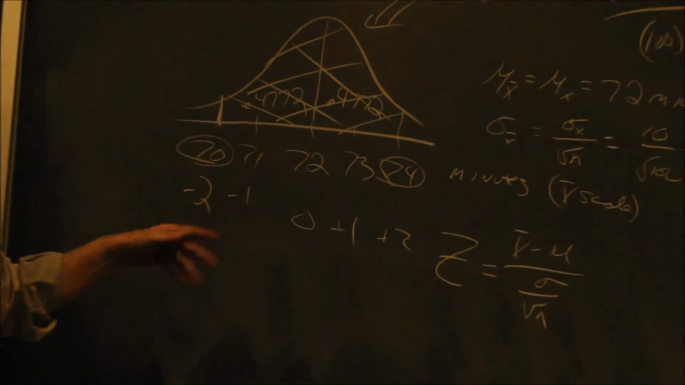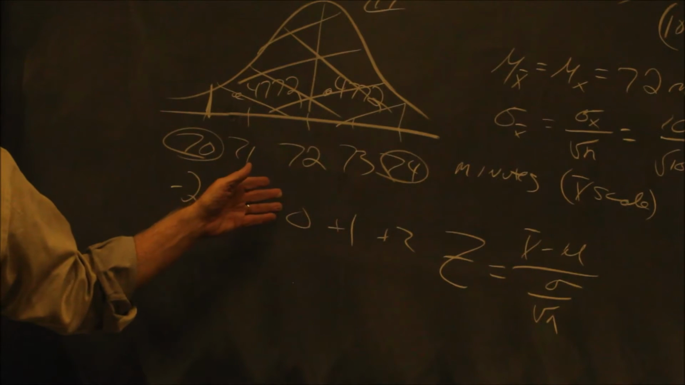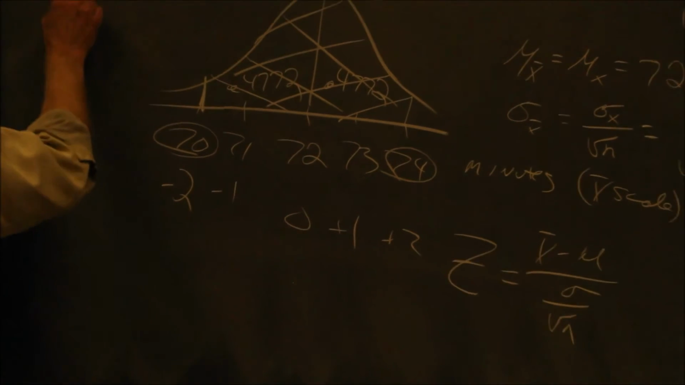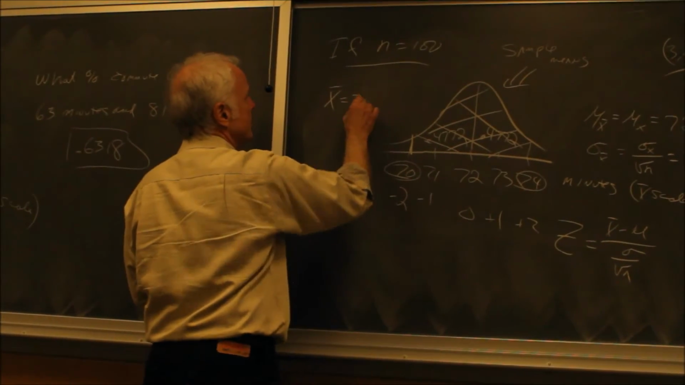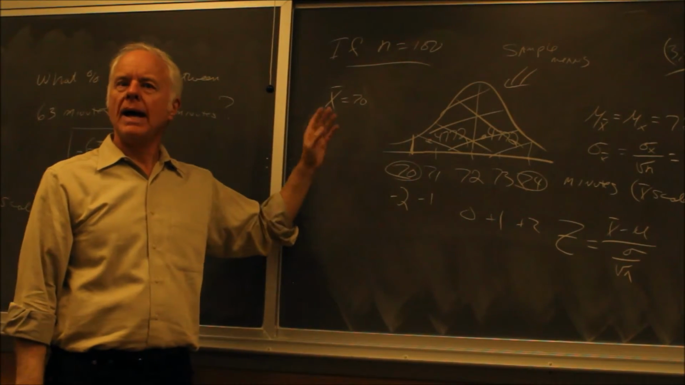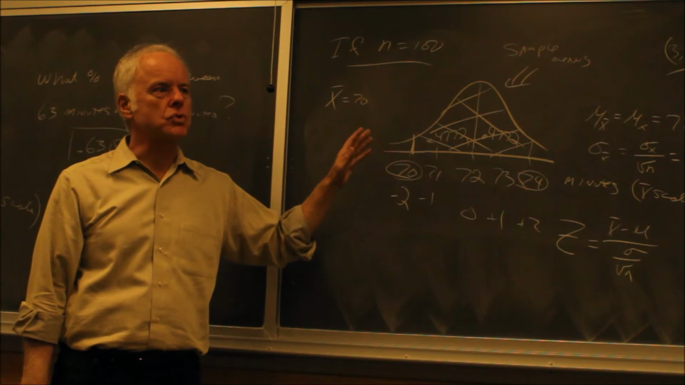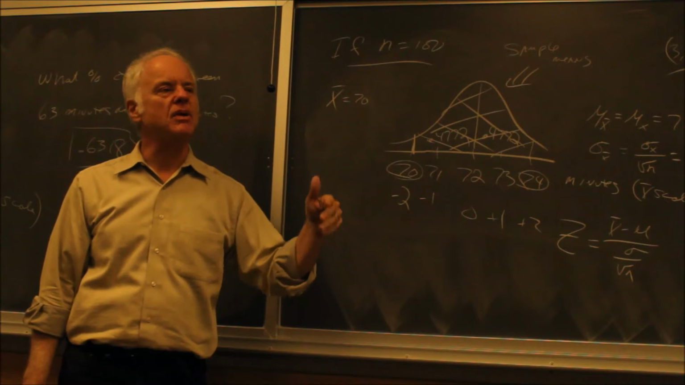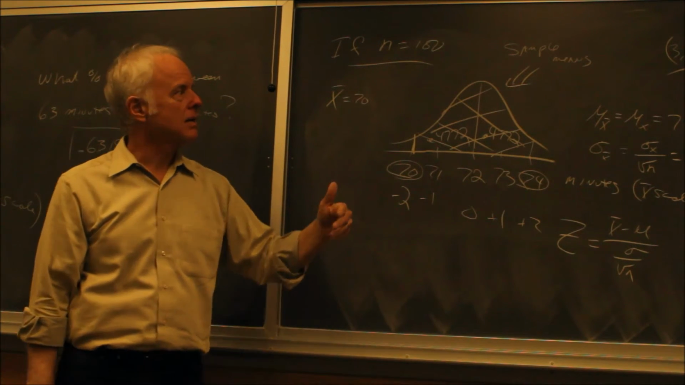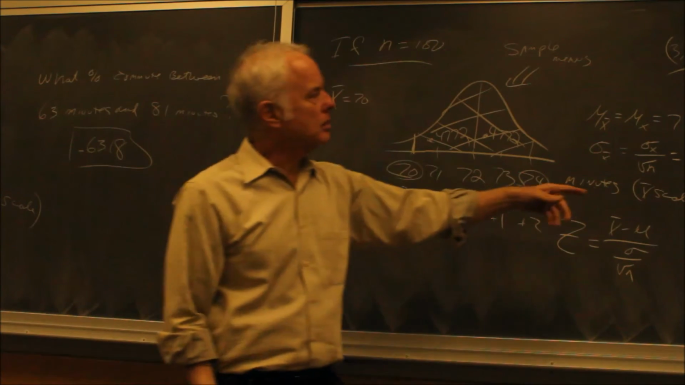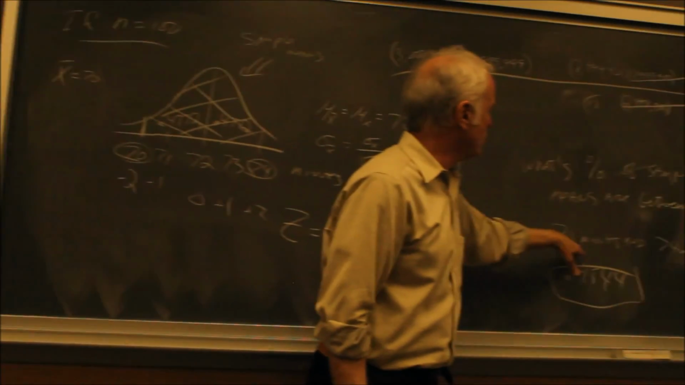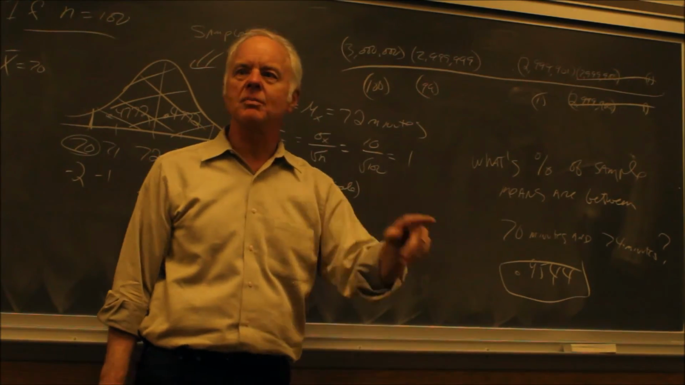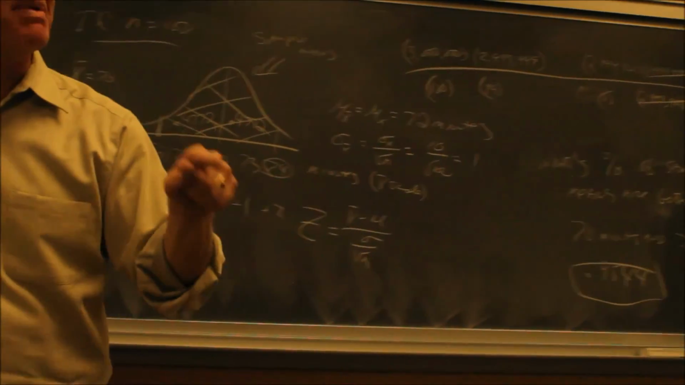And let's say you get 70 minutes as your sample mean. When you do your X bar, let's say you got 70. How does that relate to the true parameter? What's the parameter? The parameter is mu. That's what you're trying to estimate. You're trying to estimate what percentage of samples are between 70 and 74. We already said it was 0.9544. So if somebody said to you, I want you to estimate that amount of minutes.